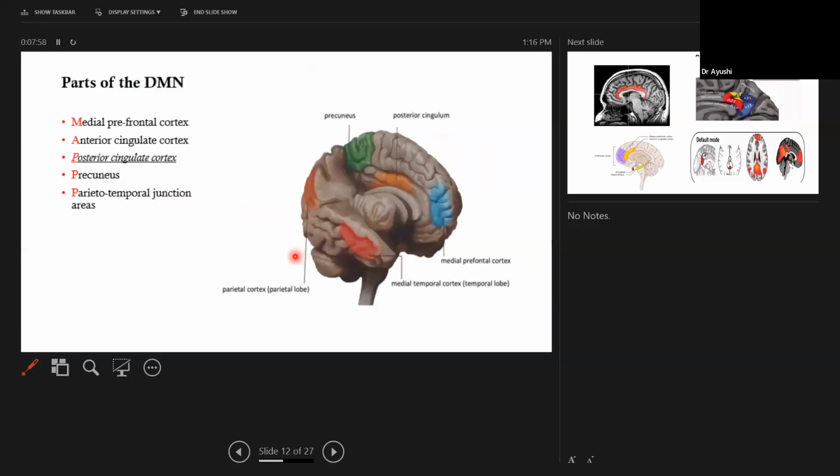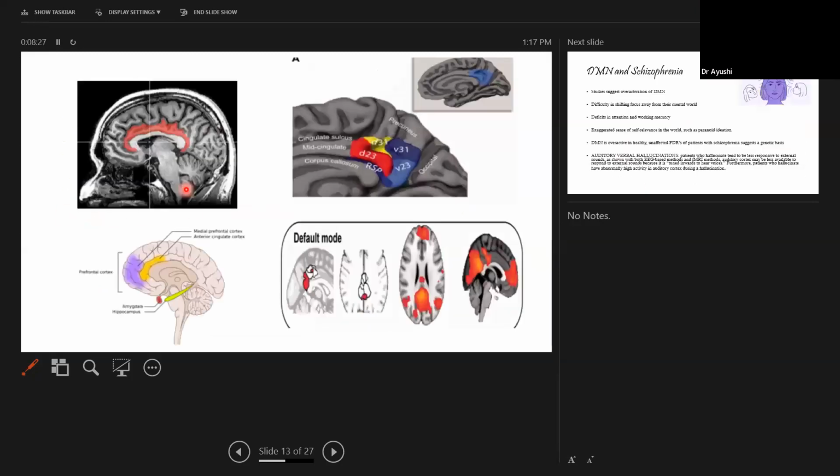Now let us come to the parts of the default mode network from anterior to posterior. First of all, the medial prefrontal cortex. Then the cingulate cortex is mainly involved in the default mode network, especially the posterior cingulate cortex. So we have the medial prefrontal cortex, then the anterior cingulate cortex, posterior cingulate cortex, the precuneus, that is the superior part of the parietal lobule, and the parieto-temporal junction areas. We'll see again.